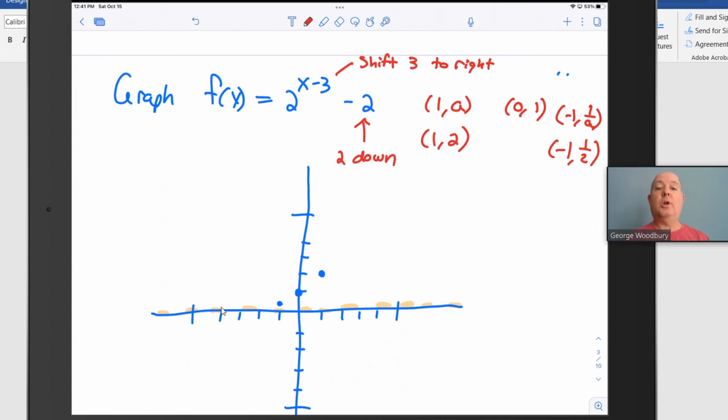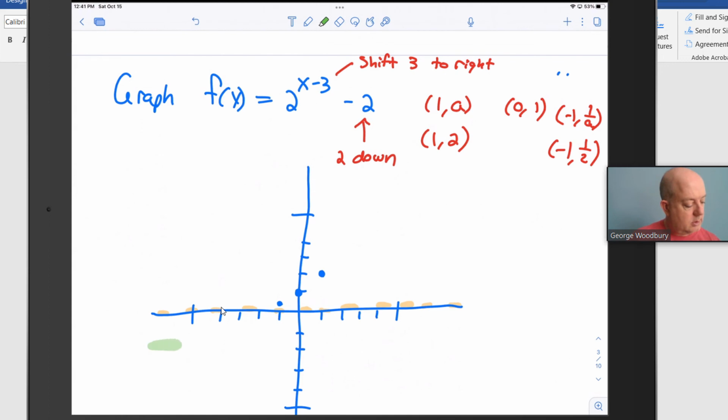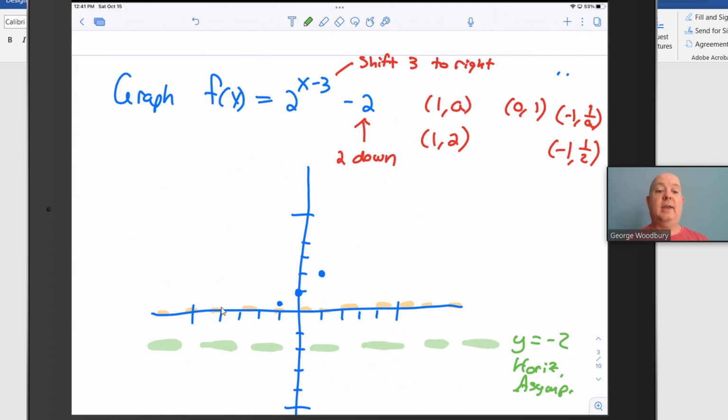All right. The first thing I want to do is put the horizontal asymptote on the graph, and that shift of down 2 will move that horizontal asymptote down 2. Let's change the color. So that horizontal asymptote is, it's not x equals, it's y equals negative 2. Now we're going to take each point and move it 3 to the right and down 2.